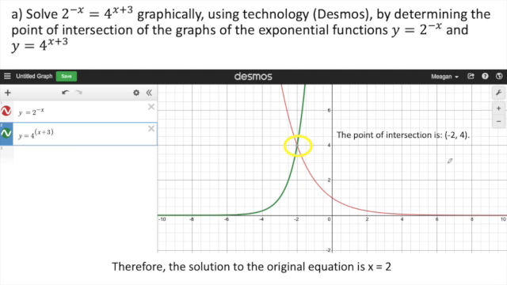So sorry, it should be negative 2. It is negative 2 because that is where your point of intersection is. Okay, so just make sure you have negative 2.